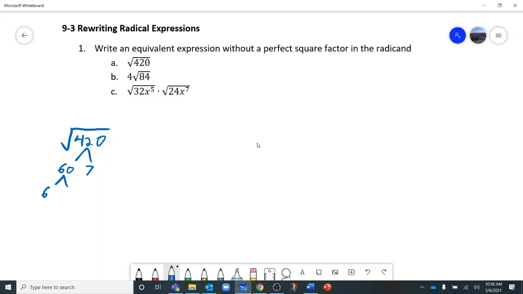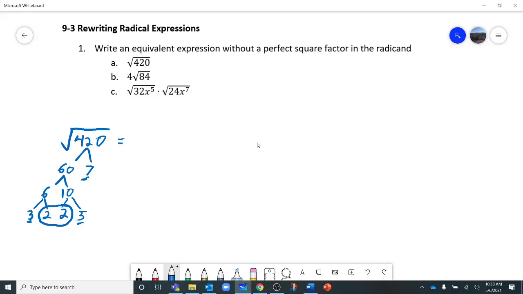This is 6 times 10. This is 2 and 3. And this is 5 and 2. This 2 can come out, but the 3, the 5, and the 7, because they don't have a pair, can't. For square roots we need a pair, for cubed roots we need 3, for fourth roots we need 4.